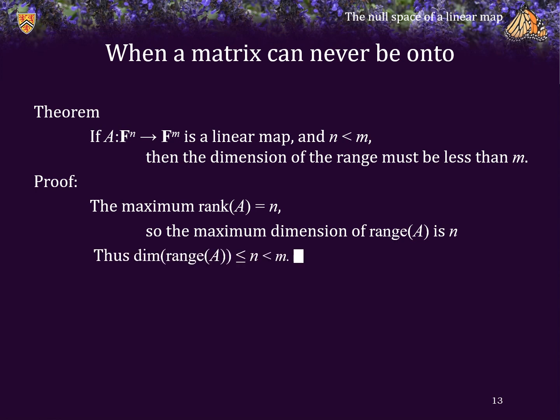Thus, the dimension of the range is less than or equal to n, which is assumed to be less than m. But m is the dimension of the codomain, and therefore the range must be a proper subspace of the codomain. Consequence: if n is less than m, the linear map is never onto.